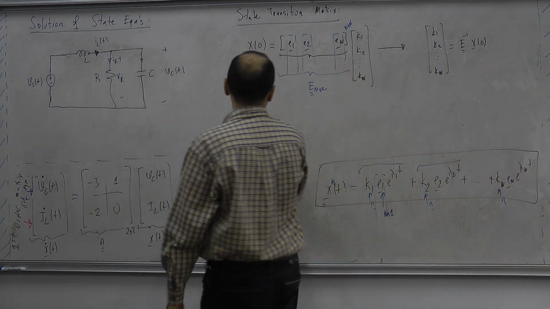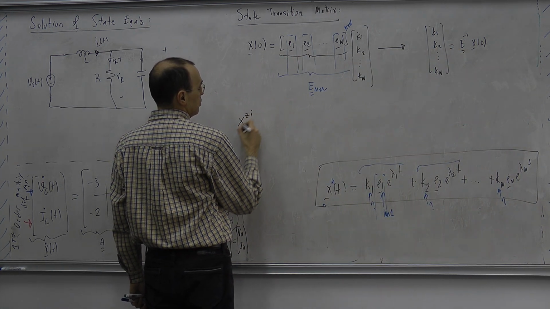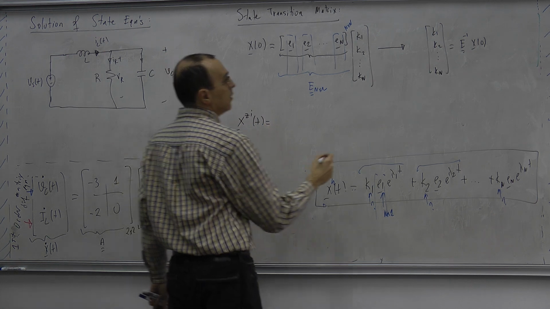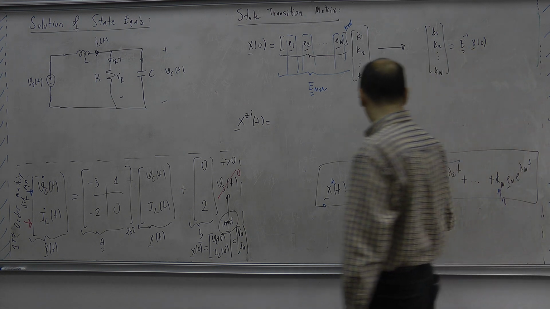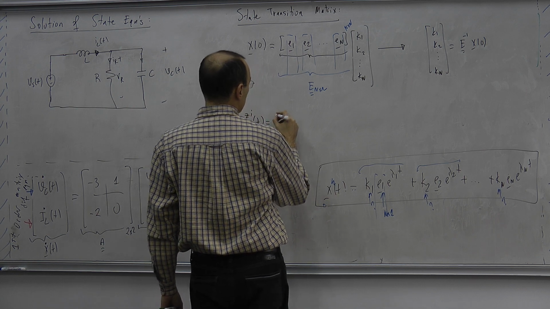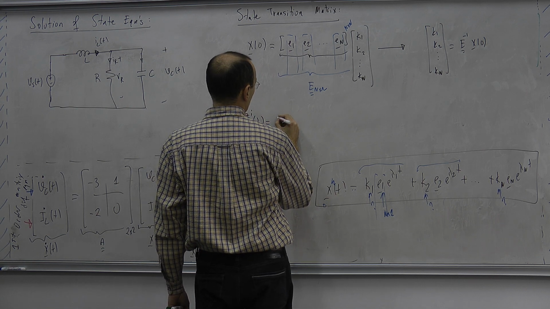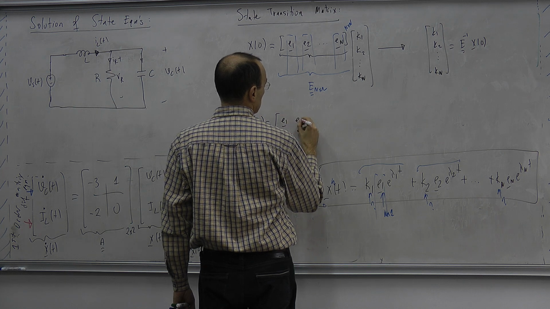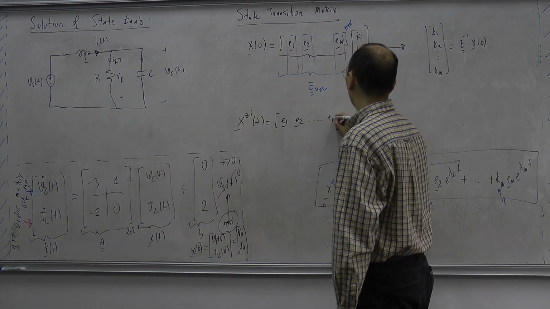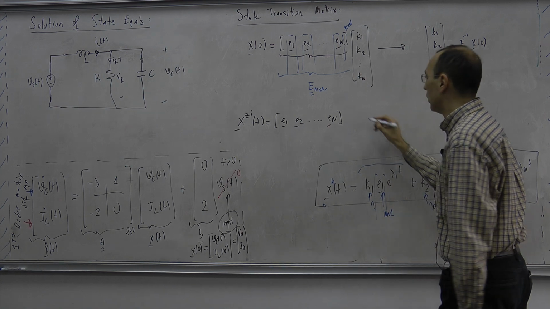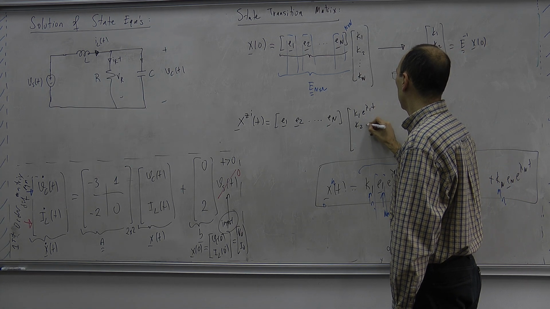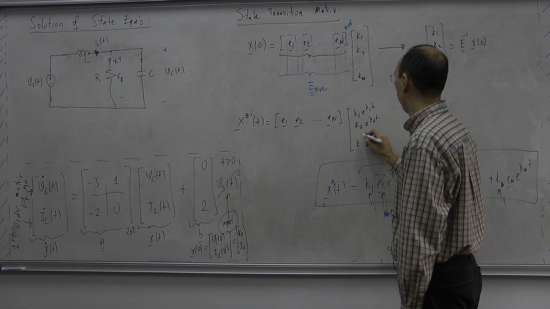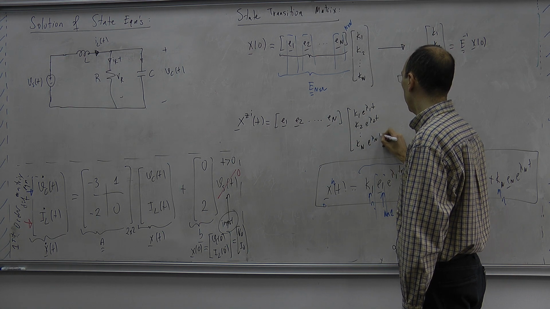But how about this? Can I write right now my zero input solution as, I want to insert this K values into this equation, but how can I do it systematically? So how about doing this? Now I'll be writing again the following: E1, E2, En, okay, times K1 e to the lambda 1t, K2 e to the lambda 2t, Kn e to the lambda nt.